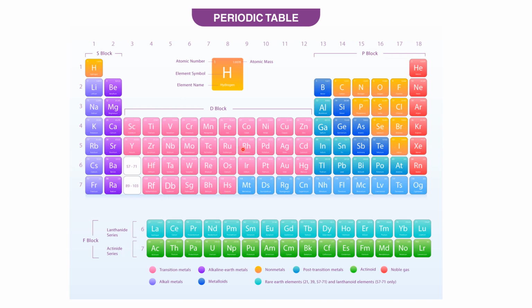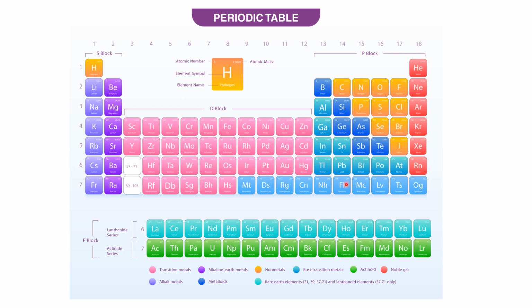Okay, transition metals. You have to see this block is called the S block. This block is called the F block. This block is called the P block. So how many blocks are there? This block is called the D block. There are four major blocks: D block, S block, F block, and P block.